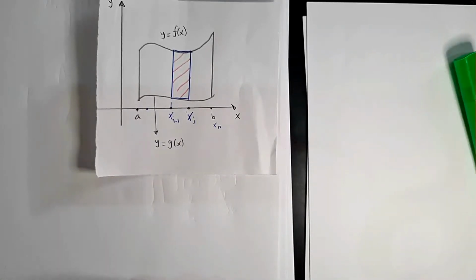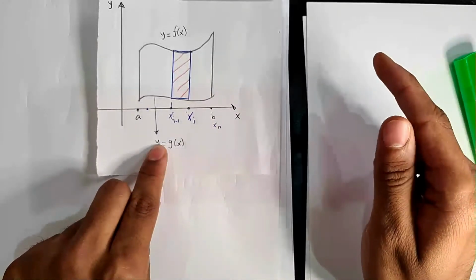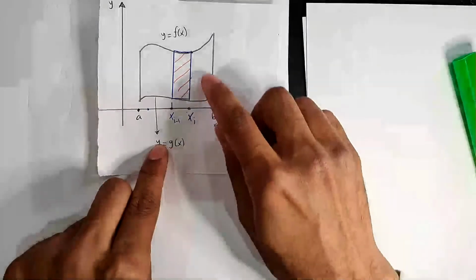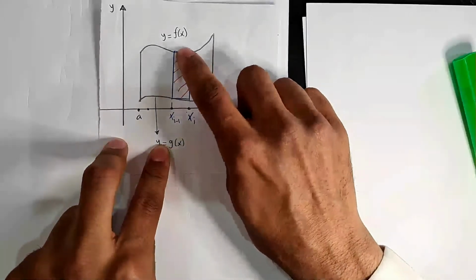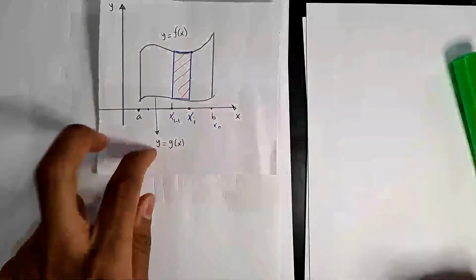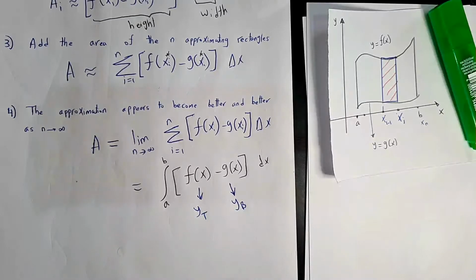Here I have a small note. Recall that the area is always positive, right? That means you need to integrate a positive quantity. See it here, we are subtracting this way, top minus bottom. If you subtract this way, top minus bottom, for sure you will get a positive quantity, right? This is the reason for taking top minus bottom. Now let us see examples.